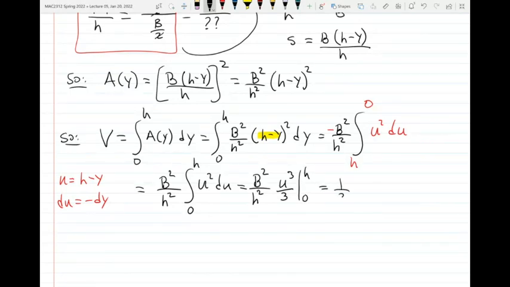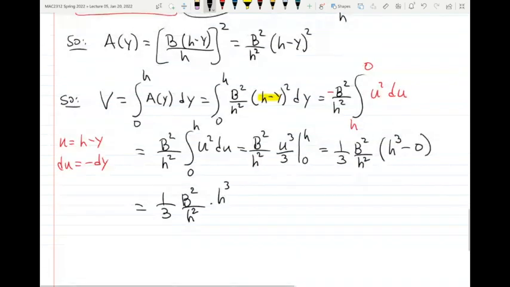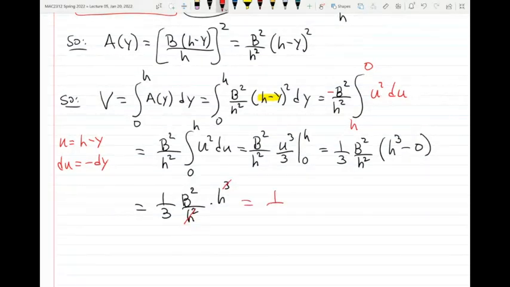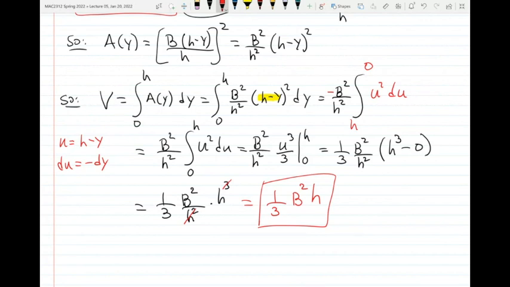So let's see. I'm going to keep my 1/3 here. Then my b squared over h squared. And then times, that would be h cubed minus 0, right? We plug in h, that's h cubed, and then plug in 0, you get your 0. So we have 1 over 3 b squared over h squared times h cubed. Then we see how h squared cancels with 2 h's in the top, and we only have 1 h, and we end up with 1 over 3 b squared times h as expected. 1/3 area of the base times the height. So that's how you obtain the volume of the pyramid.